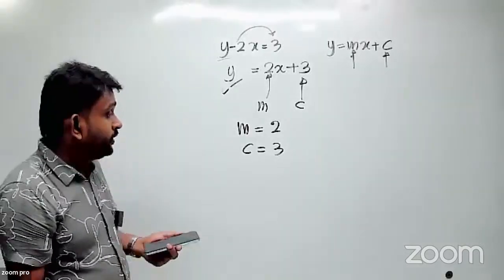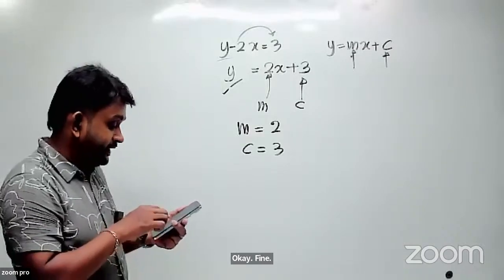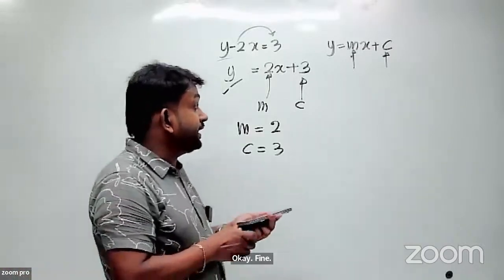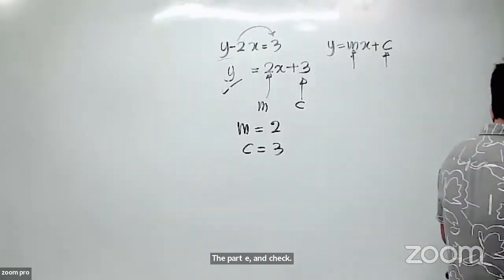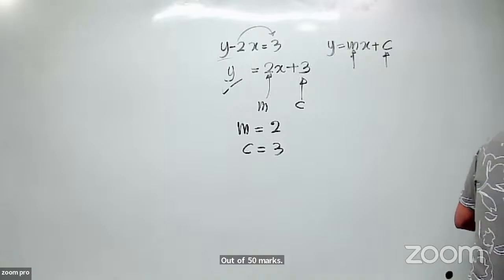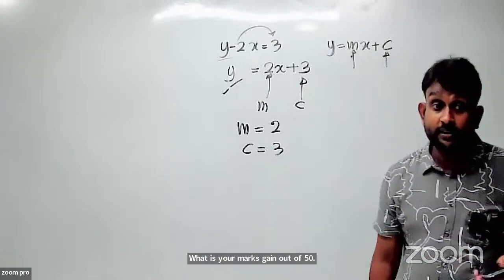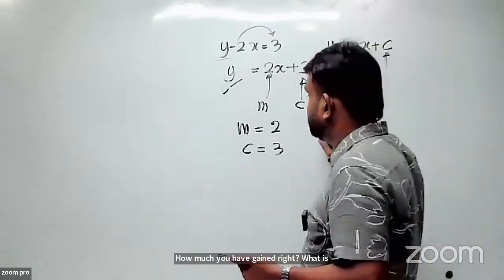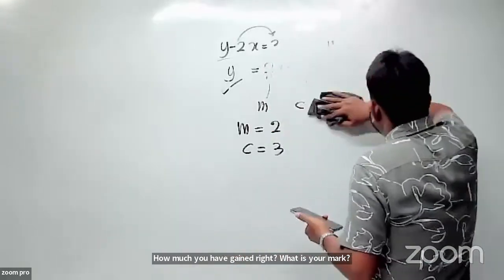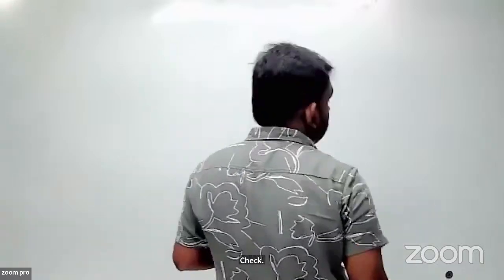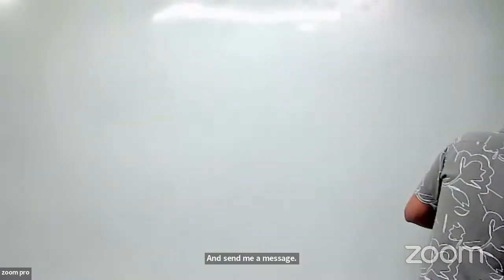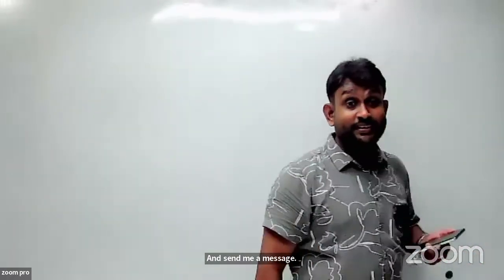Okay, fine. So now you can correct part A and check out of 50 marks, what marks have you gained? Out of 50, how much have you gained? What is your mark out of 50? Check and send me a message. Out of 50, how much did you gain? Everyone should do that on the first day.